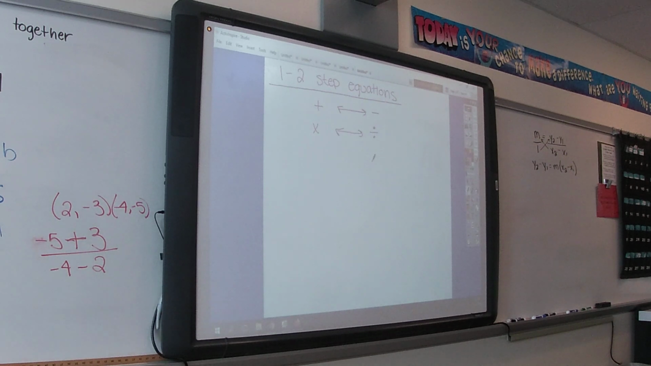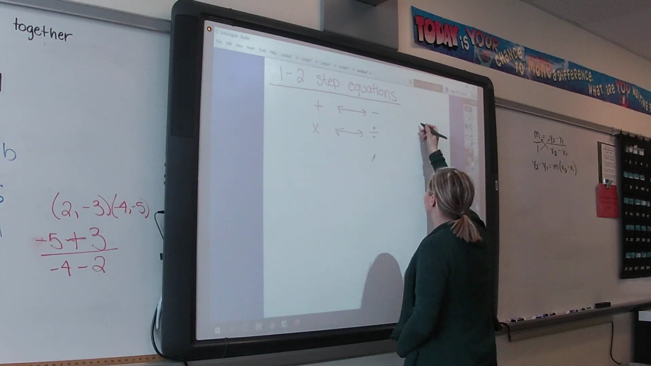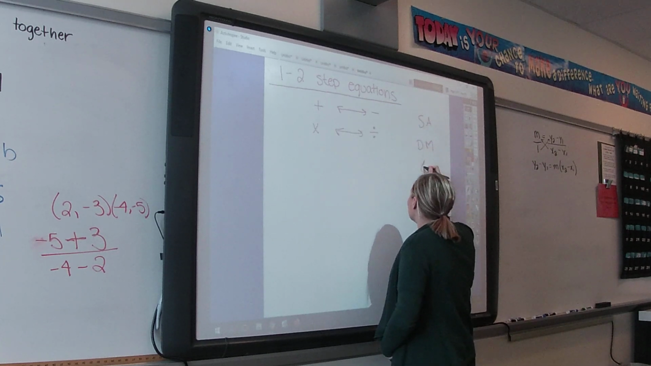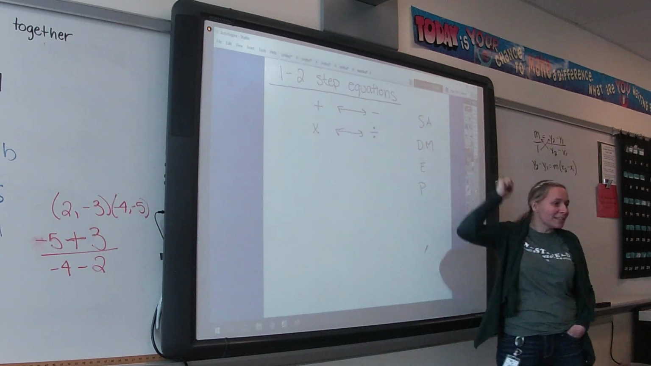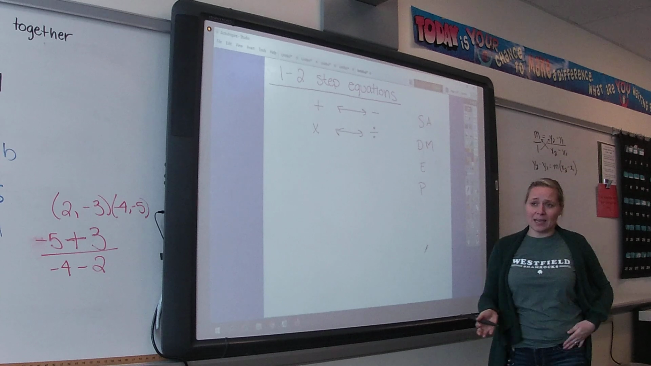We need to do order of operations backwards, which is why I said it was important yesterday that we agreed multiplication and division came together, and we agreed addition and subtraction came together. So I guess if you really love PEMDAS, now you're going to think SADMEP. I mean, if you want to write PEMDAS backwards. So we're doing SADMEP.